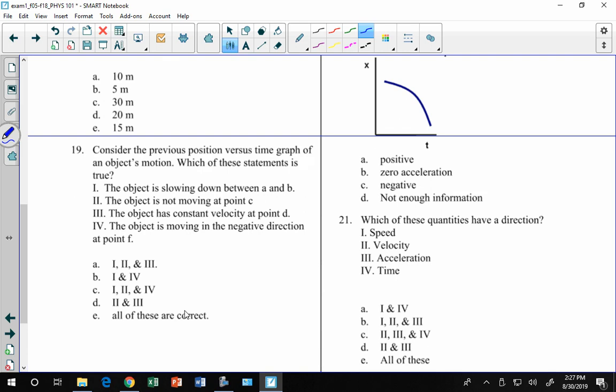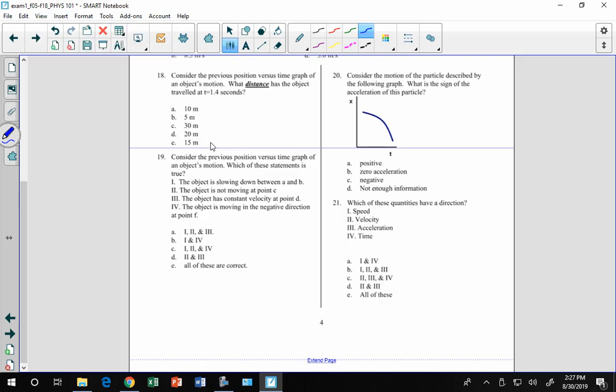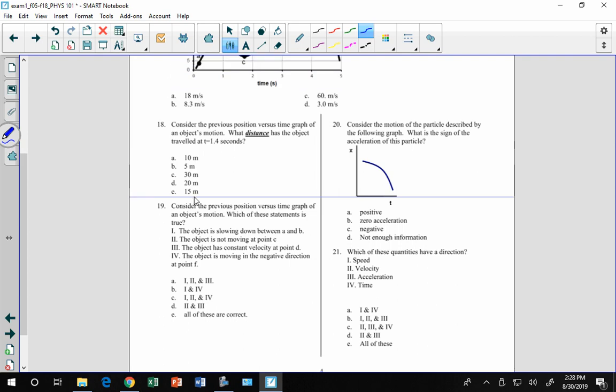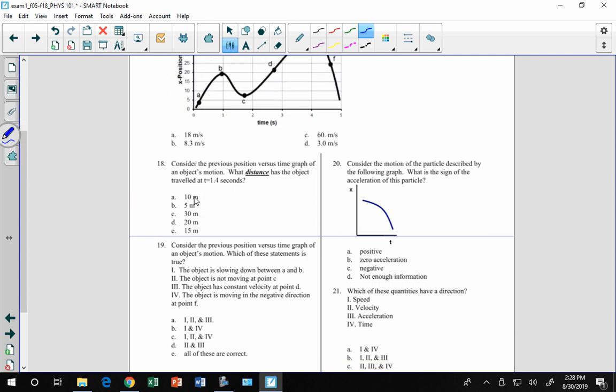All right. I know. Let me zoom out a little bit. Can y'all still read that? I want to get both things. So consider the previous position versus time graph. That's this one up here. I'm looking at 19. Which of these statements is true? I love these questions. I love to ask you a question and then I have like 4 options. And some of them are true and some of them aren't. And sometimes more than one are true. So you have to sort of spend all the time thinking about it.